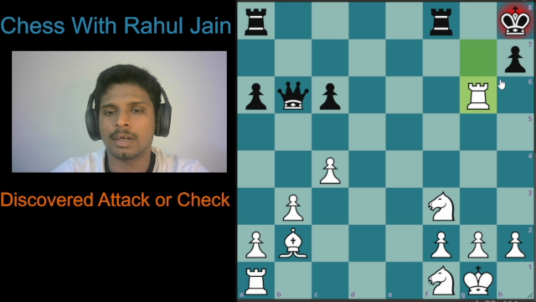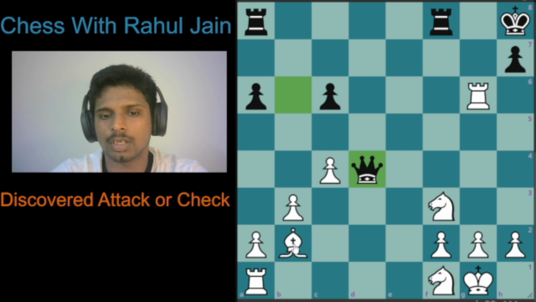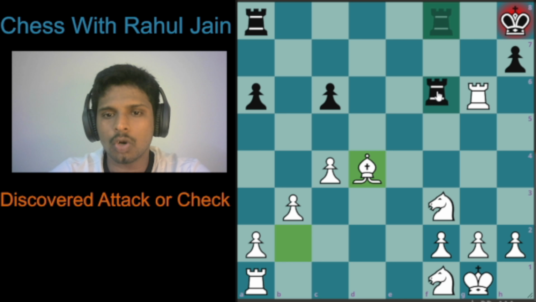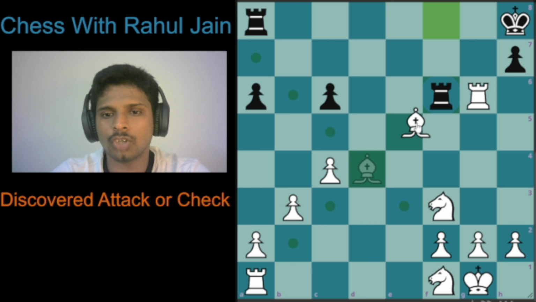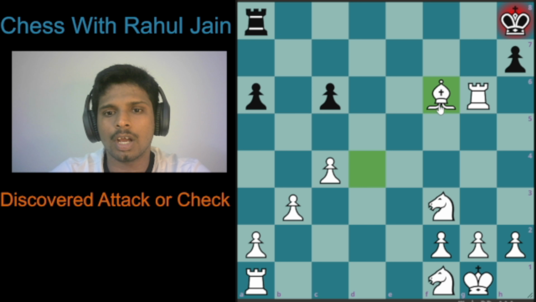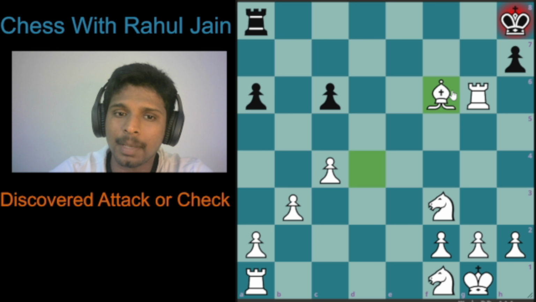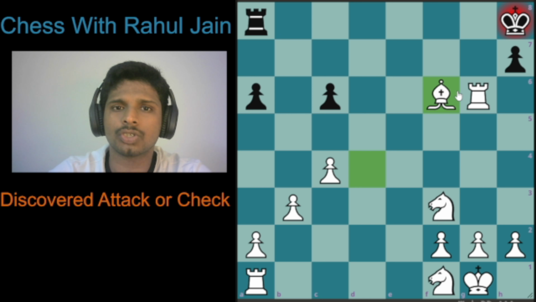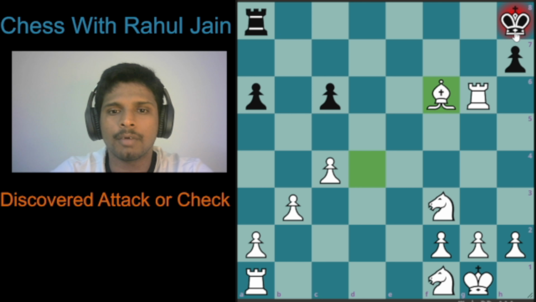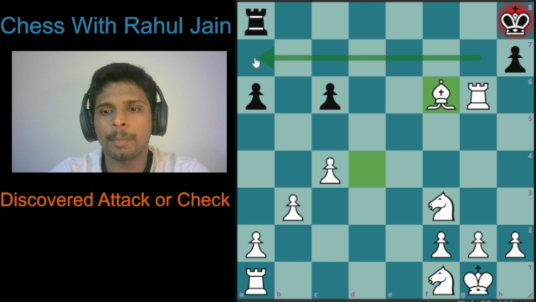I'll checkmate our opponent. Rook to g6, check. Queen has to block. Bishop takes. Rook blocks, and I chop off the bishop as well. Rook as well, and I checkmate my opponent. So this is an example of the power of a discovered attack. How strong it is, or how good it is to use it when you can clear out all the pieces.